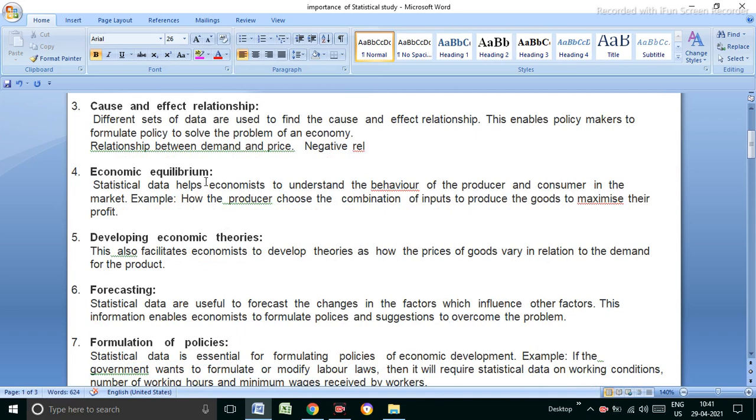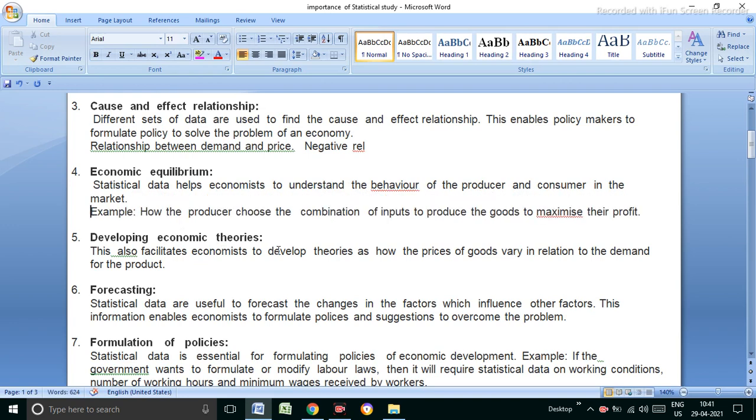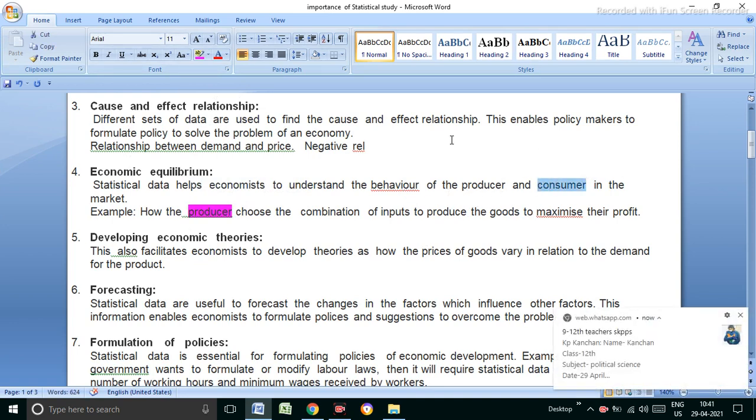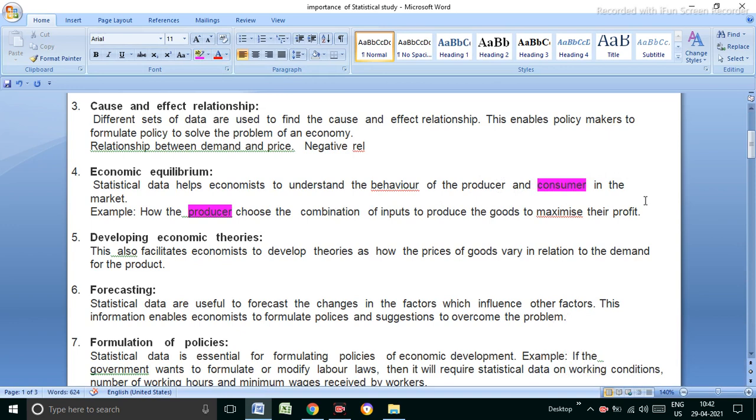Economic equilibrium. In society, we want to set up equilibrium, to understand the behavior of the producer and the consumer in the market. For example, how the producer chooses the combination of goods and services, inputs and outputs, to maximize profit. There is a relationship between two persons, the producer and the consumer. When we want to set up equilibrium between the producer and the consumer, we need to study their balance, the equilibrium.